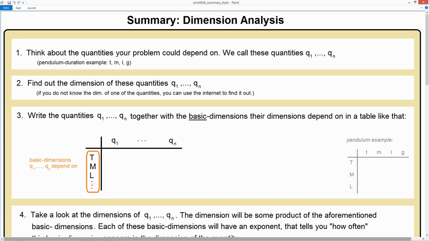When we take a look at our pendulum example, where we wanted to calculate the cycle duration t of a mathematical pendulum, this could look like this here. So here we have the important quantities t, m, l, and g, and these are the basic dimensions these quantities depend on. So time, mass, and length. That's it.